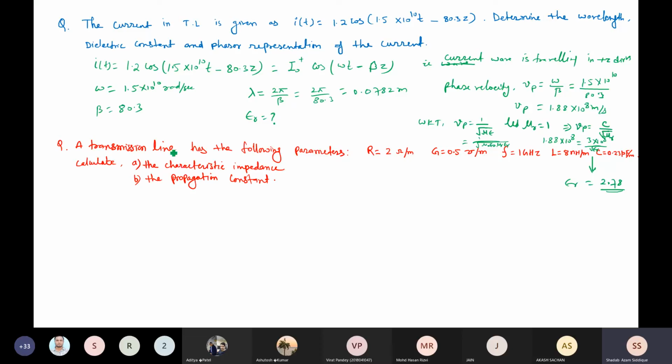Now we have another one, given the wavelength. We found the dielectric constant; now the phasor representation of the current. The phasor representation of the current is I naught at an angle of phase constant beta. So I naught is I naught plus 1.2 at an angle 80.3, that is beta. That's called the phasor representation, with an 80.3 angle.